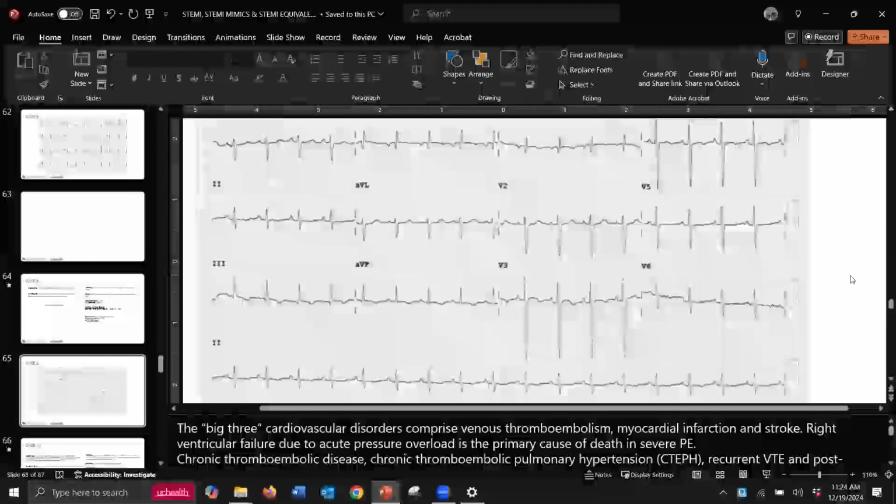Is it a STEMI, STEMI mimic, or STEMI equivalent? It's kind of a tough one, isn't it? It's just hard to see. There's nothing that stands up and really says, oh my God. Well, I'm really concerned.